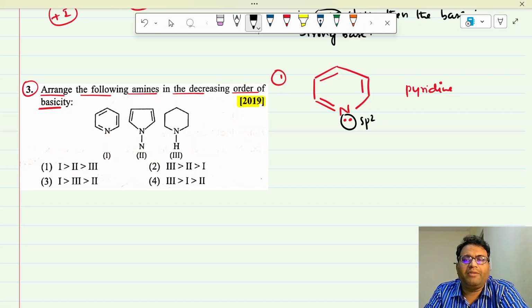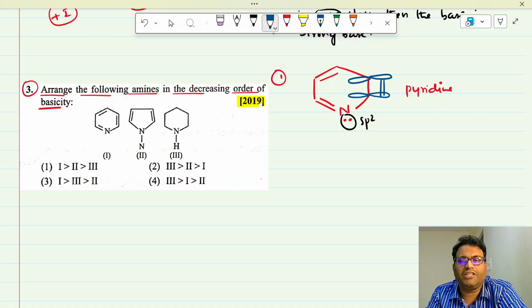And beside this, you have a pi bond. Is there a pi bond? Yes, this pi bond. Let us draw that pi bond. This is the pi bond, right? Now this pair of electrons on nitrogen is in an sp2 hybrid orbital, and these are the p orbitals where the pi bond is involved. This is a pure p orbital, and these two are perpendicular to each other.